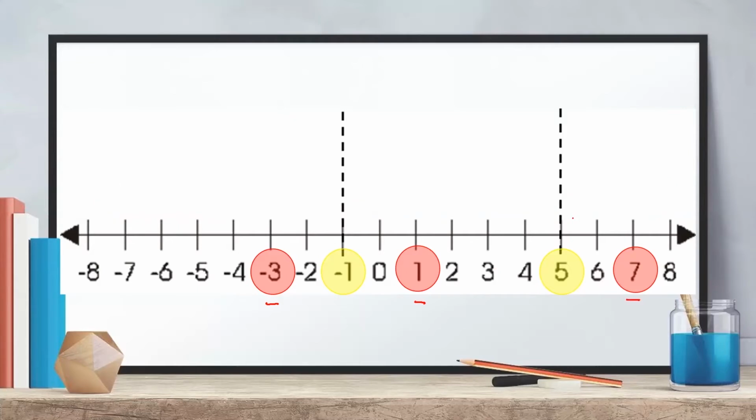Substitute these values to our given rational inequality and determine which among them will satisfy the given. So for example, for negative 3, remember that our given rational inequality is (x + 1)/(x - 5) is less than or equal to 0. If we substitute negative 3 to the x of our given, then we will have (-3 + 1)/(-3 - 5) is less than or equal to 0.